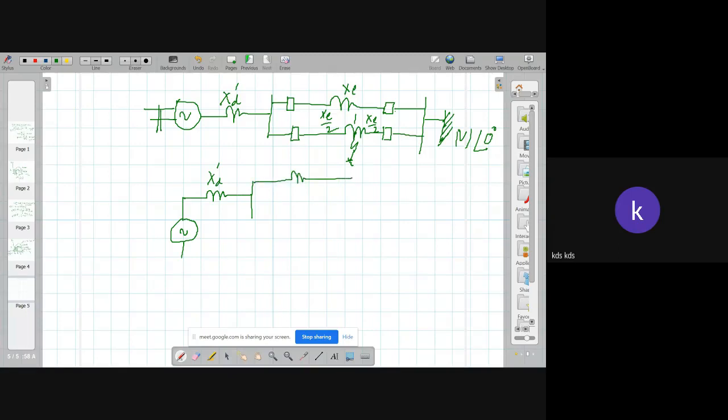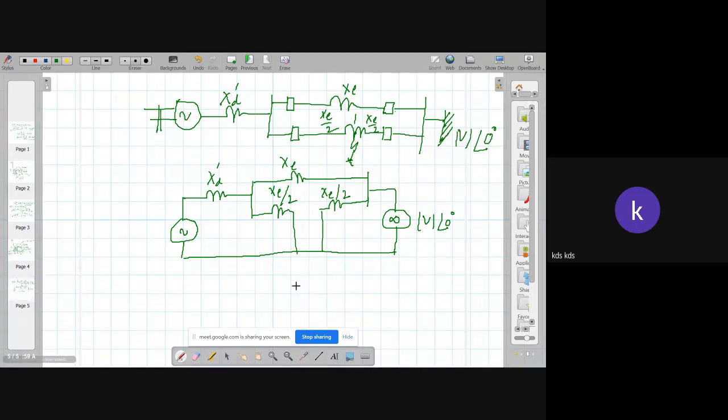So XL, and then we have XL by 2, XL by 2, and here we also have XL by 2, and here also XL by 2. This is the infinite bus voltage, V angle 0 degrees, and the generator voltage is V angle delta.